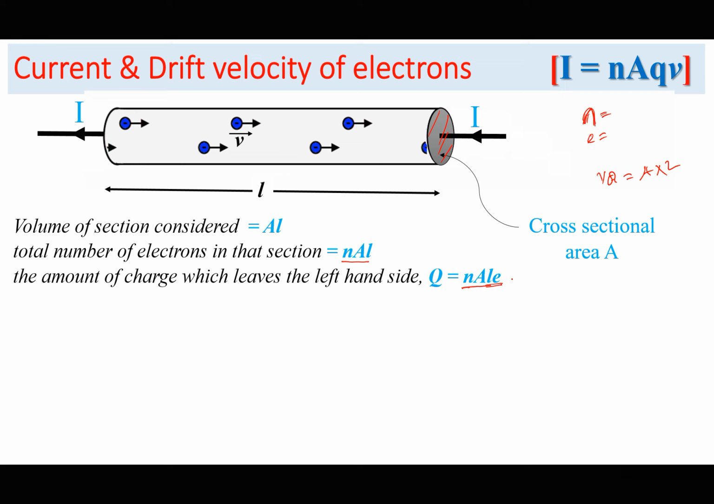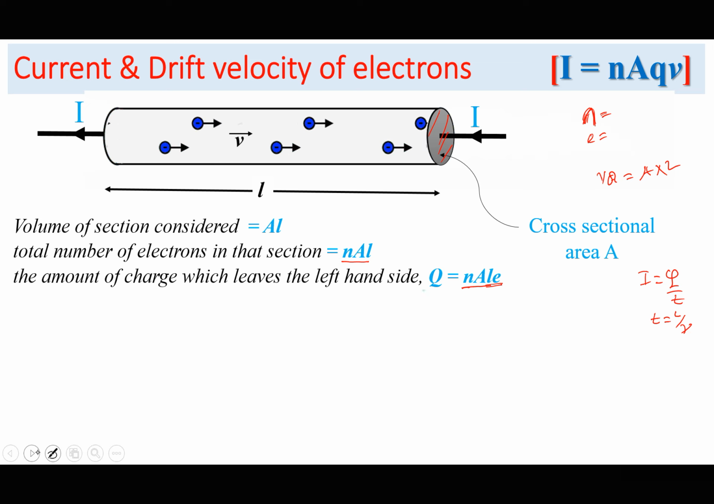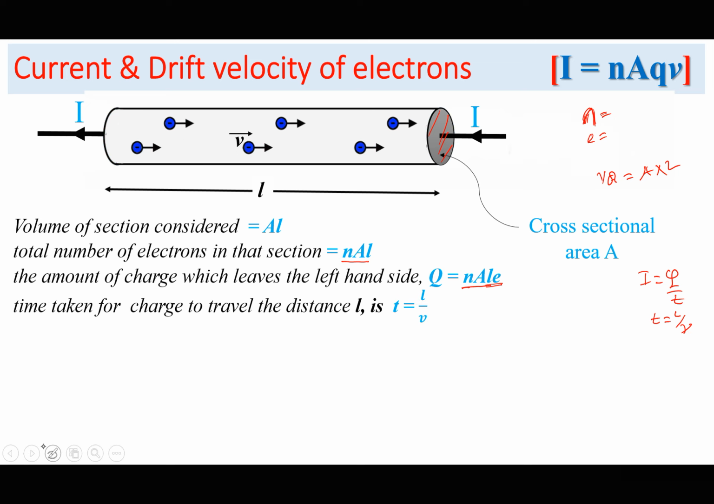So what time does it take for a charge carrier to leave the left-hand side to the right-hand side? Because you remember, we know that current is the rate of flow of charge carriers. So at what rate are the charge carriers drifting from the left-hand side to the right-hand side? We need to find the time it takes for a charged particle to travel across, and the time is simply equal to the distance over the speed, assuming that the average drift speed is a constant. Therefore, the time taken for charge to travel the distance L is going to be T equals L over V.